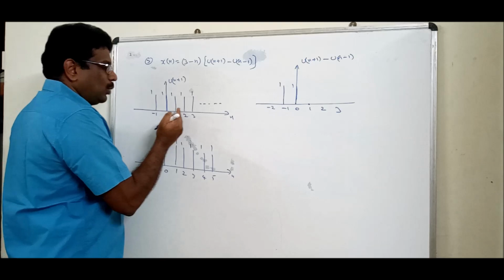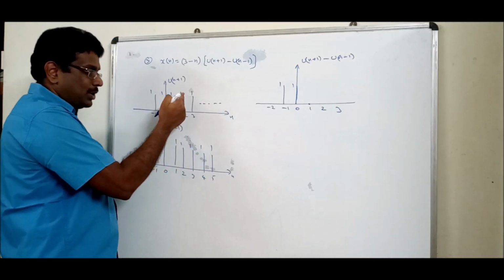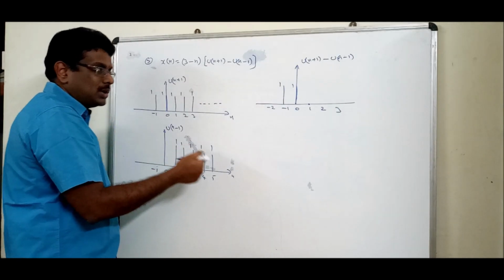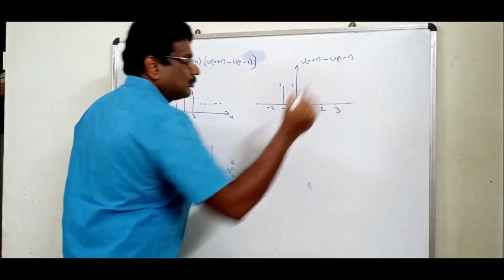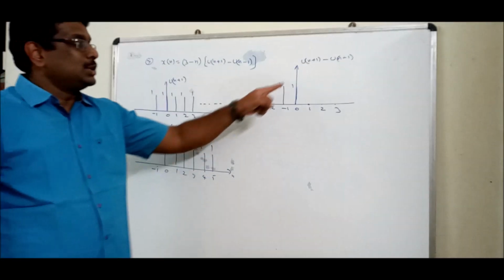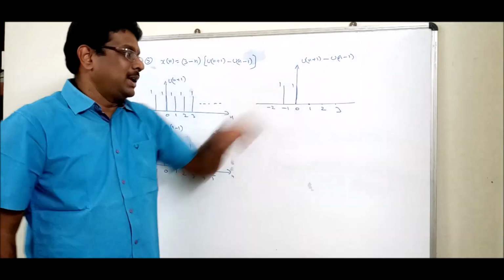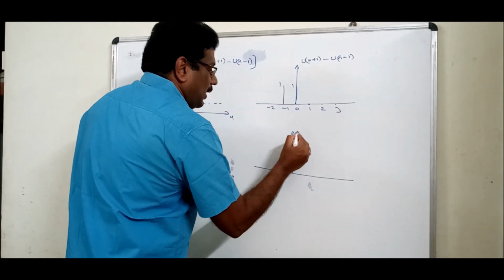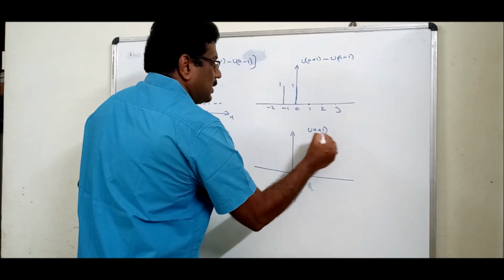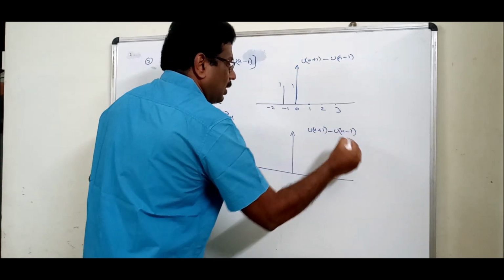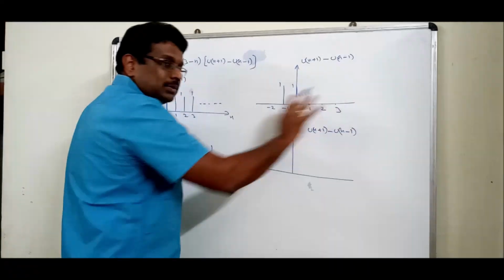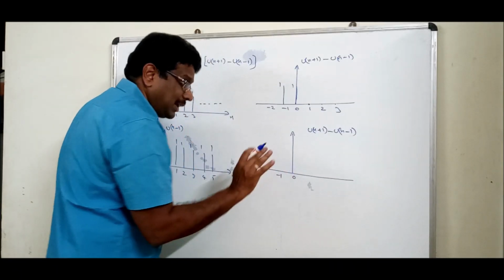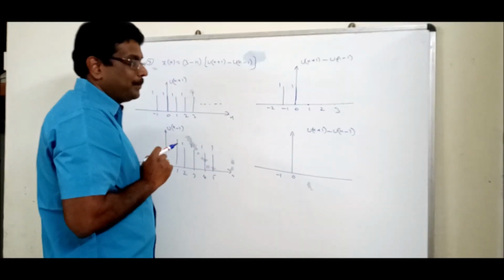Generalize. After 1, everywhere amplitude is 1. Subtraction, 1 minus 1, 0. Who is this signal? It is u of n plus 1 minus u of n minus 1. But do you need this signal? No. What I need is u of n plus 1 minus u of n minus 1. Is it everywhere? No. It is only at two places. Where? Minus 1 and 0. That's all. First understand that.